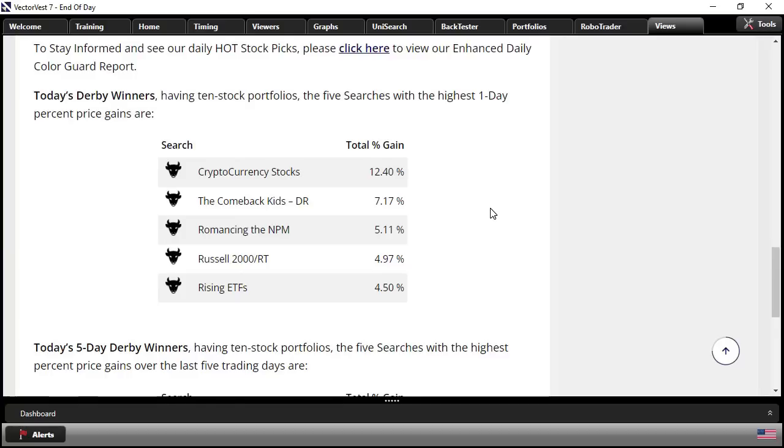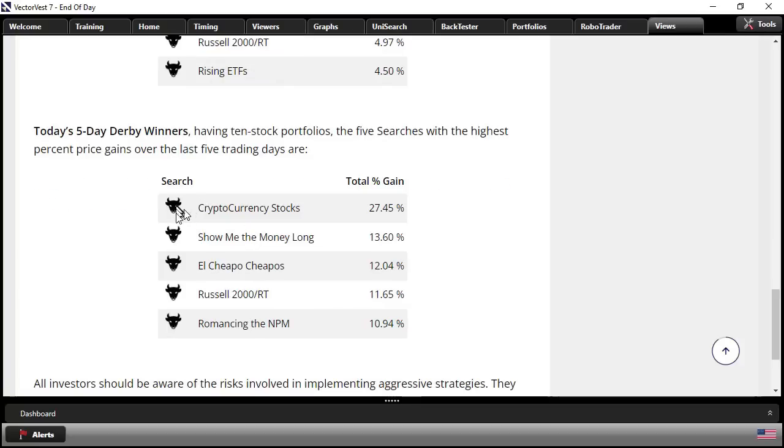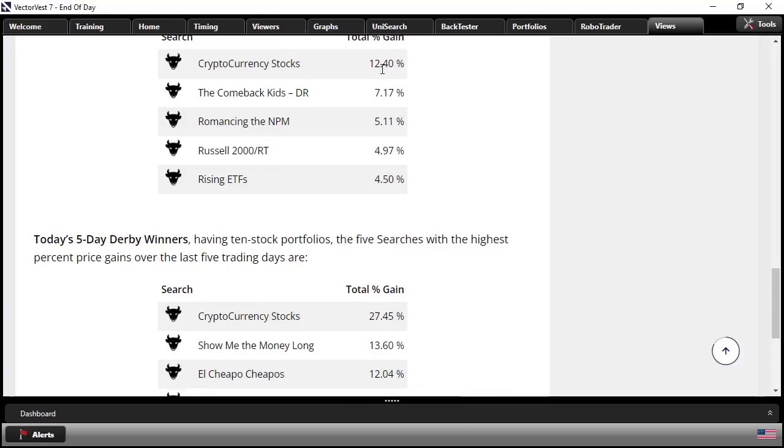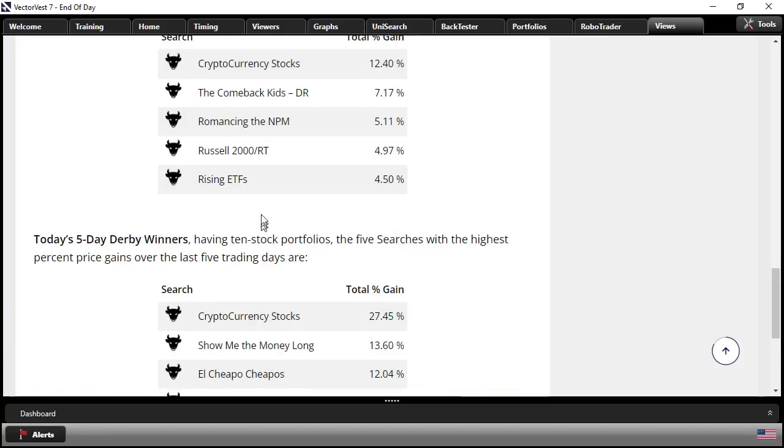Beyond the strategy guidance, we come to the top derby performers, and we say something to the effect of the top derby performers for today on both a 1 and a 5 day basis. All of the 1 day winners, bullish, confirming the trend in that time frame. The 5 day winners, all bullish, confirming the trend in that time frame. For those of you who are easy riders, our top performing 5 day search that continues to perform today, cryptocurrency stocks, up 12.4% today. Honorable mention goes to Russell 2000, up 4.97% today, and Romancing the NPM comes in at 5.11% on today's market action.